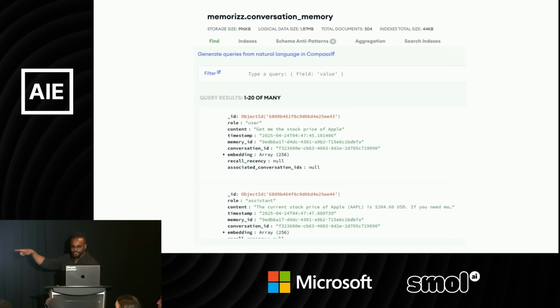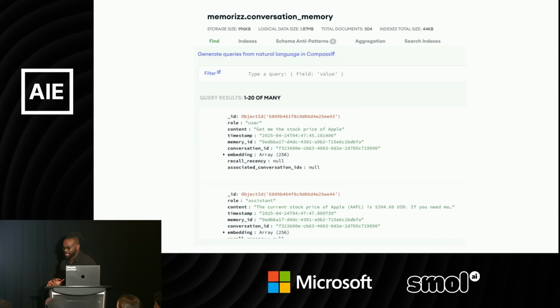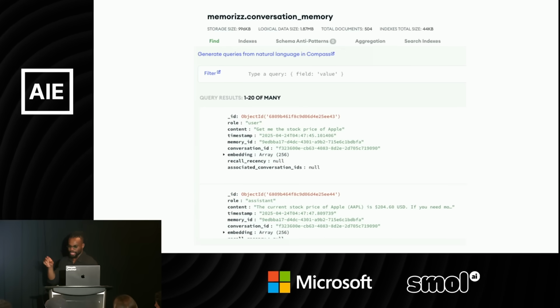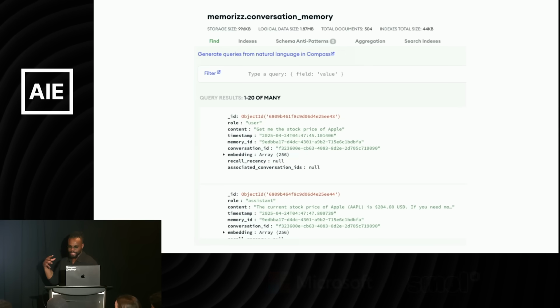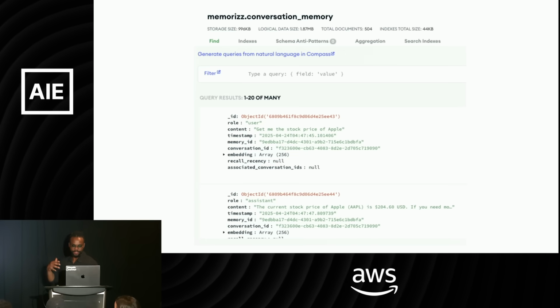And you can see something there called recall recency and associate conversation ID. That's my attempt at implementing some memory signals, and that goes into the forgetting mechanism that I'm trying to implement in my very famous library, Memories.